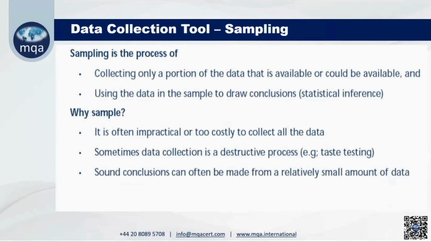Data collection tool, sampling. Now we understand that there is a lot of data generated even in manufacturing, like people are producing 500, 600 pieces per day. So like 100 to 150 pieces per shift. So everything cannot be measured. So we do sampling. So collect only a portion of data that is available or could be available, and use the data in the sample to draw conclusions, which is called statistical inference. So we use statistical tools for collecting and analyzing the data.